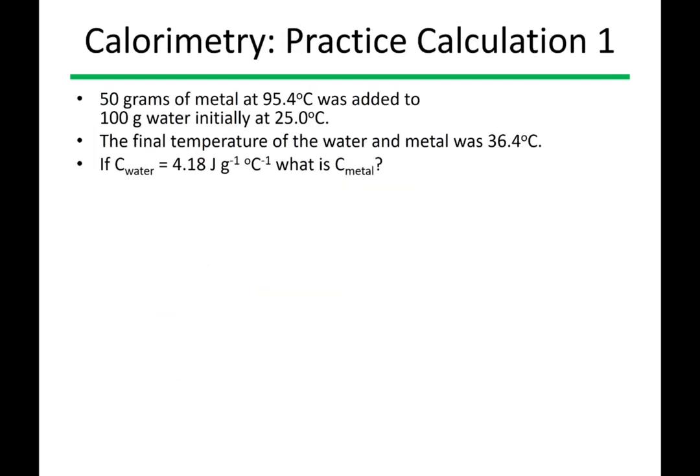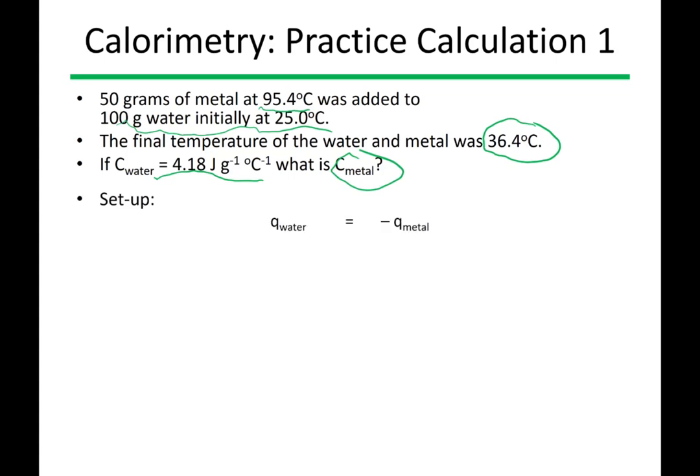So let's look at a practice problem. Let's say we have 50 grams of some metal, and it's heated up to 95.4 degrees Celsius. And we're going to add this to 100 grams of water that's initially at 25.0 degrees Celsius. We can measure the final temperature after they come to thermal equilibrium, and we see that this is 36.4 degrees Celsius. We know the heat capacity of water, 4.18 joules per gram per degree Celsius. And so let's look at how we could find the heat capacity of the metal.